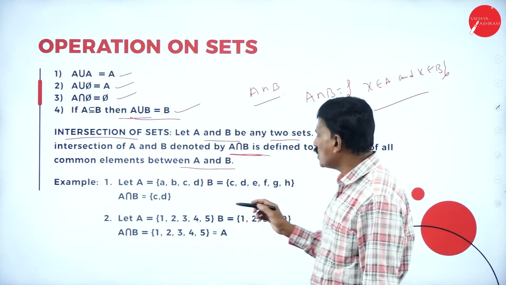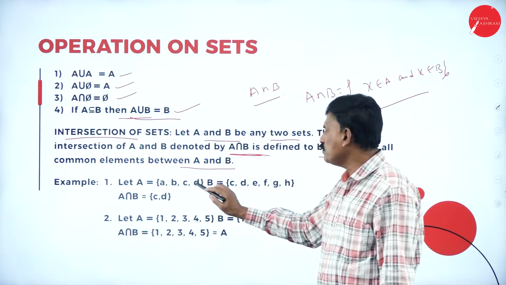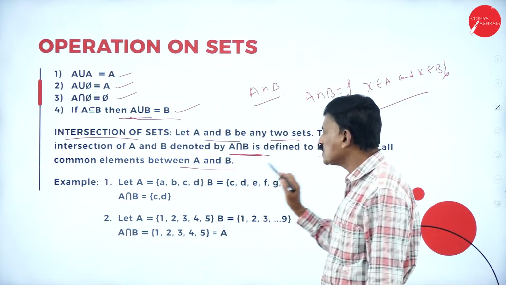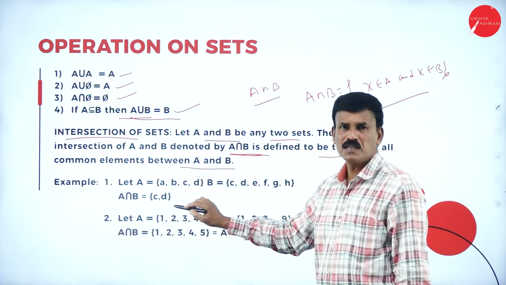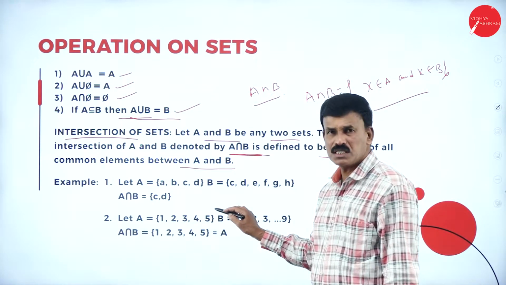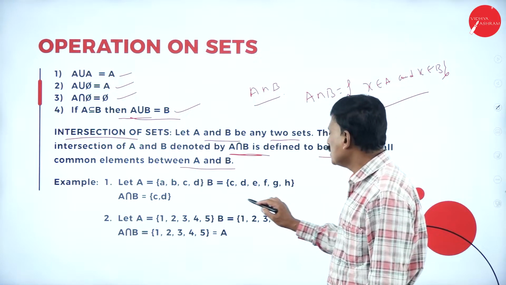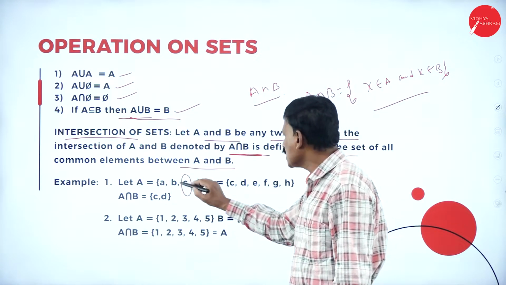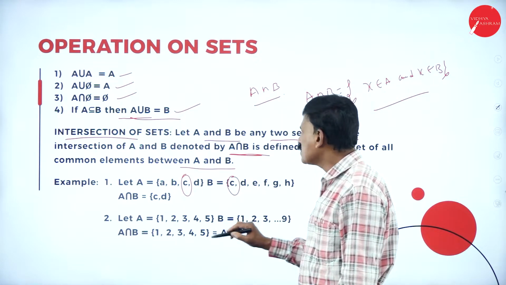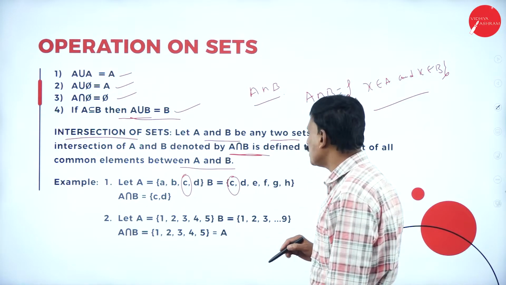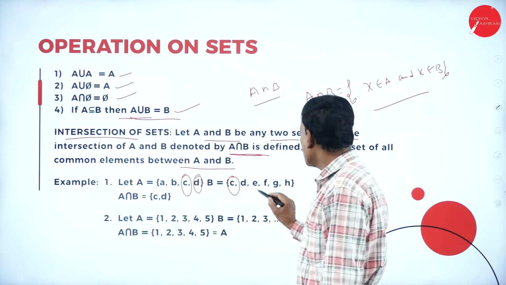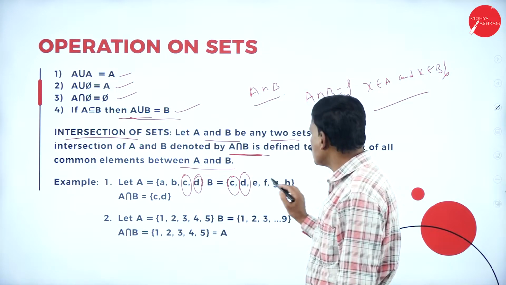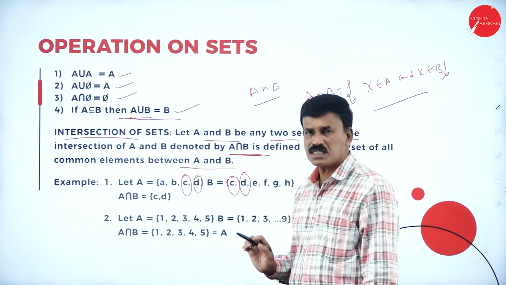Now, let us take a small example. If A is equal to {a, b, c, d} and B is equal to {c, d, e, f, g, h}, then what is A intersection B? It is nothing but the common elements. a is here but a is not there in B, b is also not there, c is in the set A as well as B. We can take c as the common element, d is also in both sets. We can take c and d, whereas e, f, g are elements of the set B that are not included in the set A.